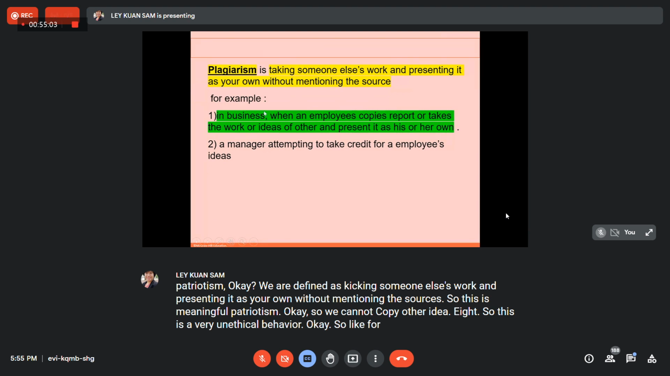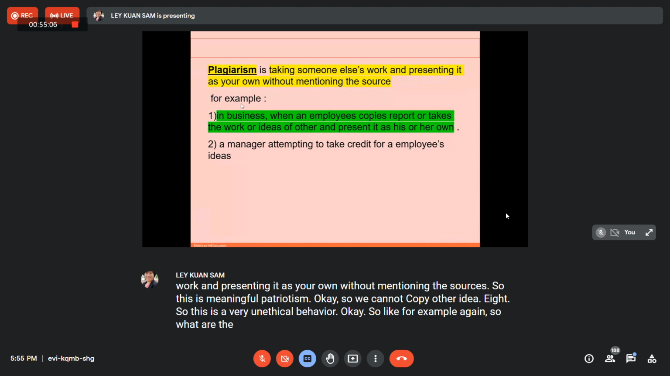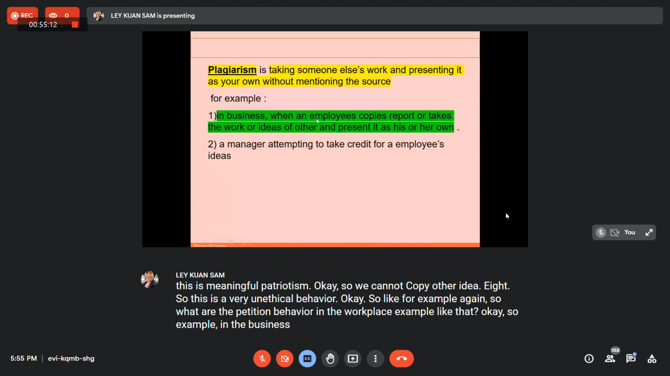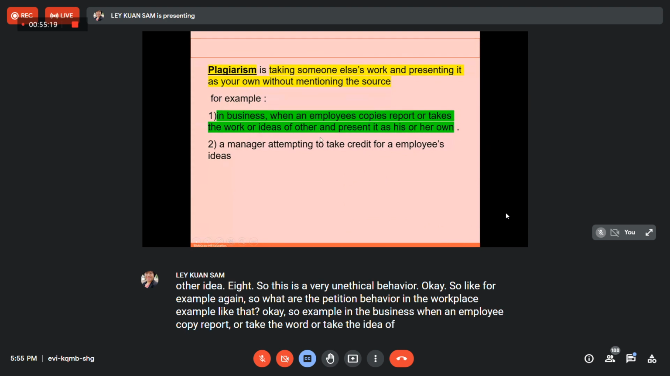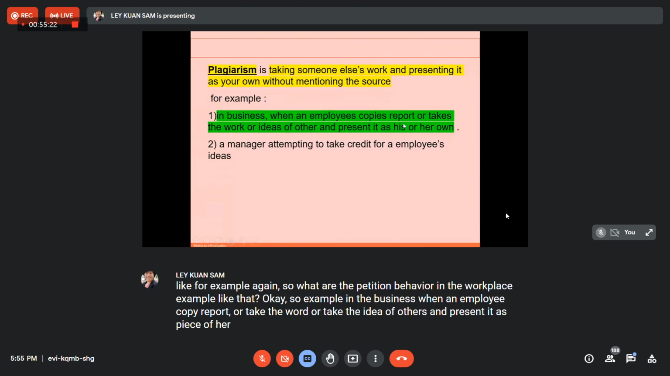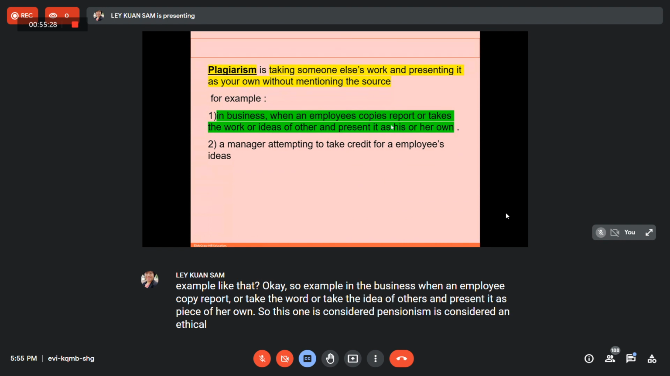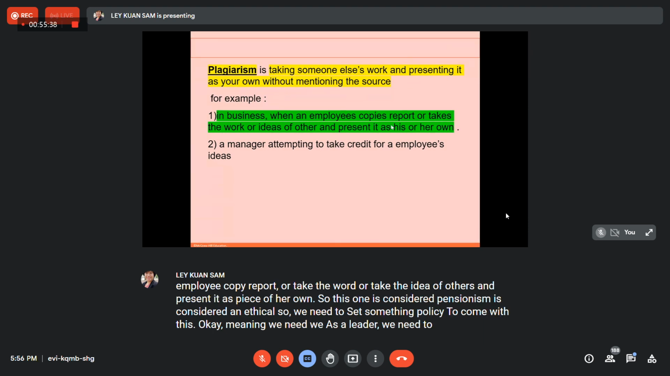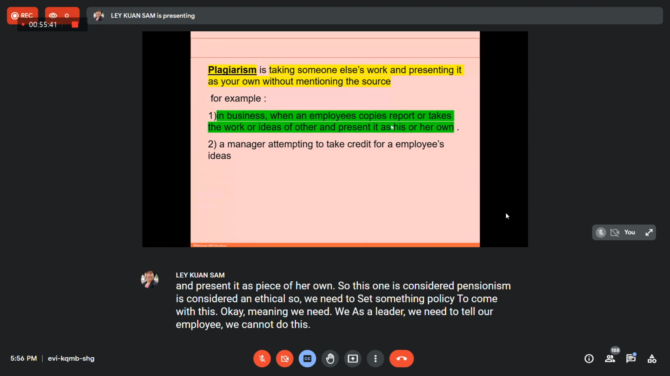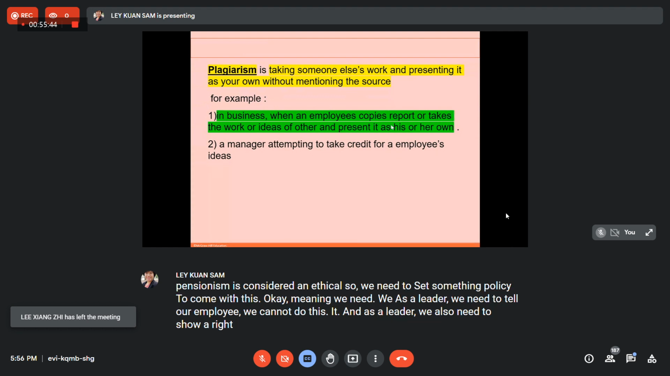So for example, what are plagiarism behaviors in the workplace? Example in the business, when an employee copies a report, or takes the words or the ideas of others and presents them as his or her own, this is considered plagiarism, and is considered unethical. So we need to set certain policies to govern this. Meaning we as leaders need to tell our employees we cannot do this. And as a leader, we also need to show the right behavior. As a leader, we also cannot be involved in plagiarism.